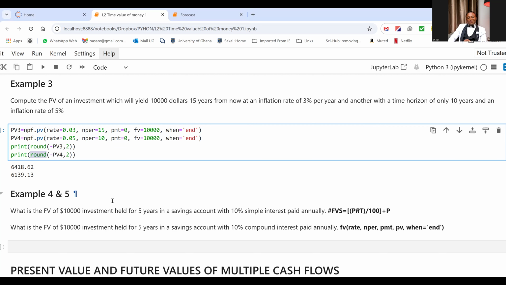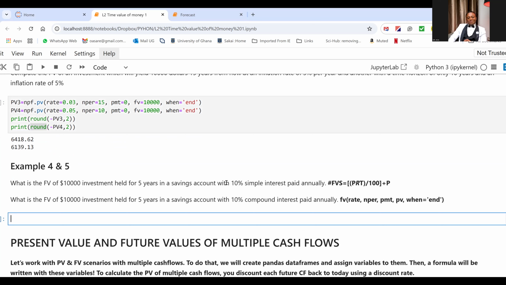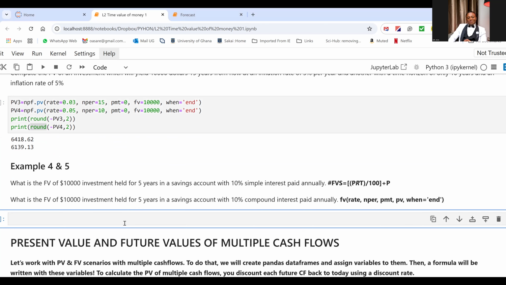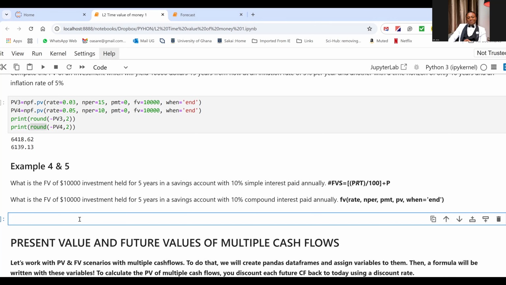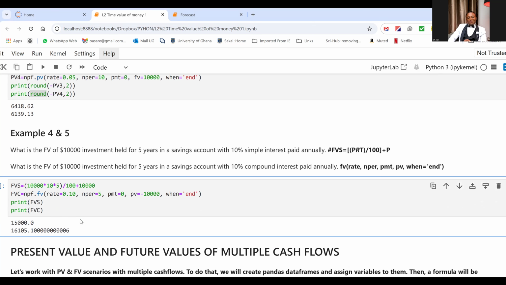So let's see the answer to this. The simple interest is very simple. This is it. Whilst you were working, I was calculating this also somewhat. So the simple interest, if you do that, this is what you get, 15,000. And then with compound interest, you get 16,000.